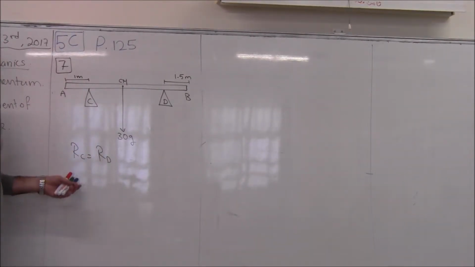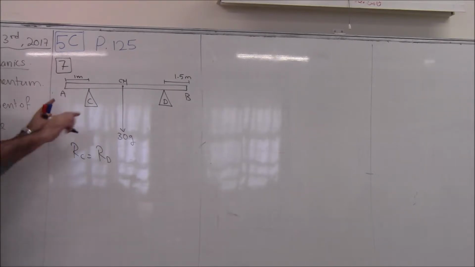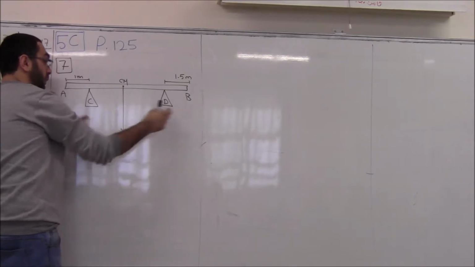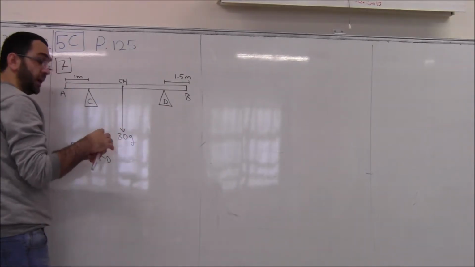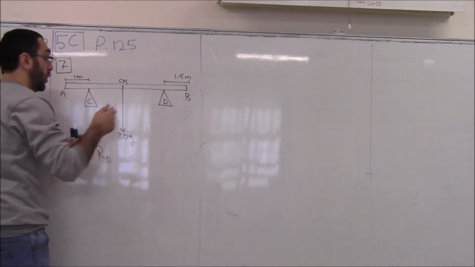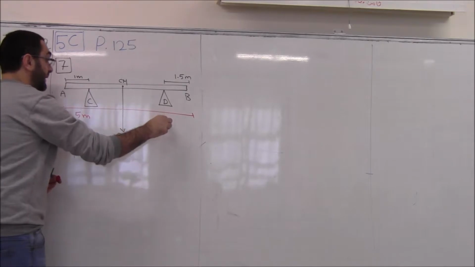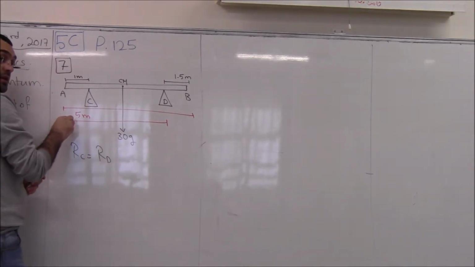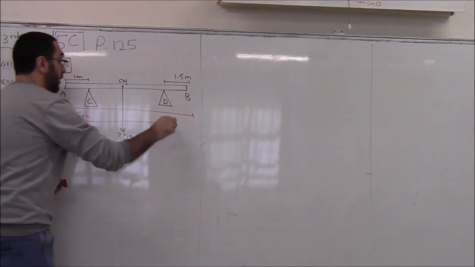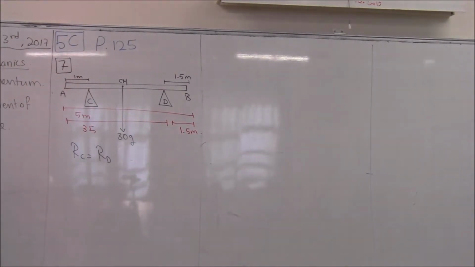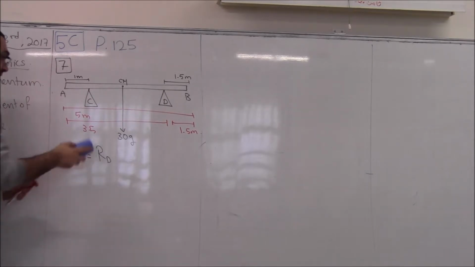And the overall length? 5. If this is 5 and this is 3.5, this would be what? 1.5. Look, follow along please. Overall, this is what? 5 meters. It's given that from A to D is 3.5. So from D to B is what? 1 meter. Clear? It's given. Clear, guys? Yeah. I will erase this.